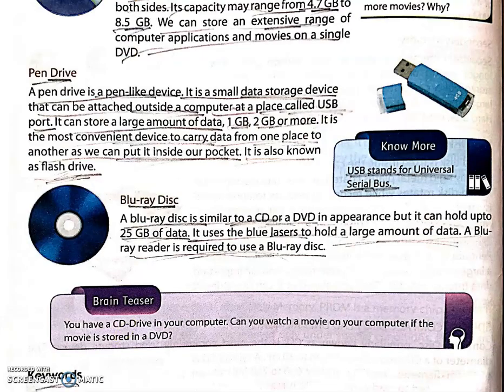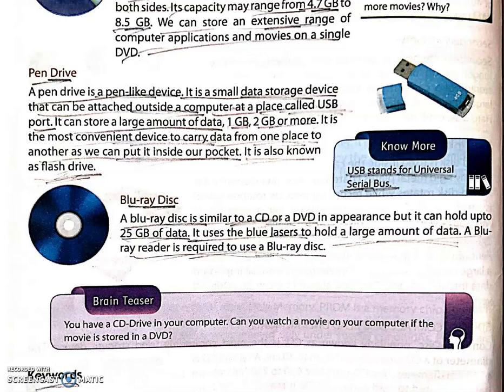Pen drives are also called USB drive because it is put in the USB port of the computer. The USB stands for Universal Serial Bus, and it is not a bus with wheels and tires and all that. It is a port, like a memory port. So a pen drive is connected to a USB, and that's the reason it is called a USB drive also. Some people also call it flash drive.